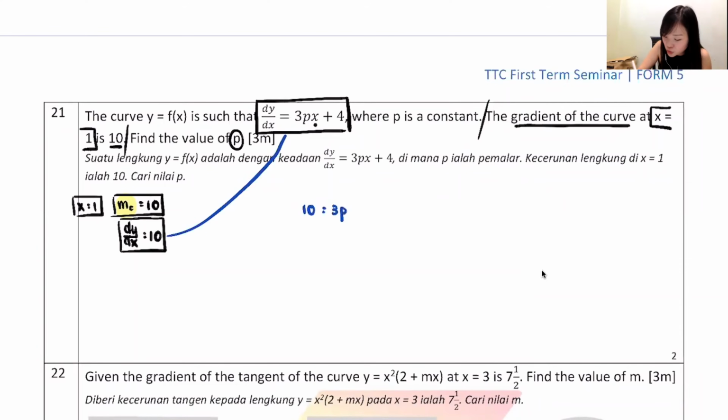So 10 equals 3px plus 4, and I want to find p. Very good, Xuan. I already know the x value is 1, because your gradient of curve is 10 when x is 1. So I can substitute 1 inside: 3p times 1, 3p, plus 4. Move the 4 over, minus 4. 10 minus 4 is 6. So 3p equals 6, divide by 3, and I get p equals 2.